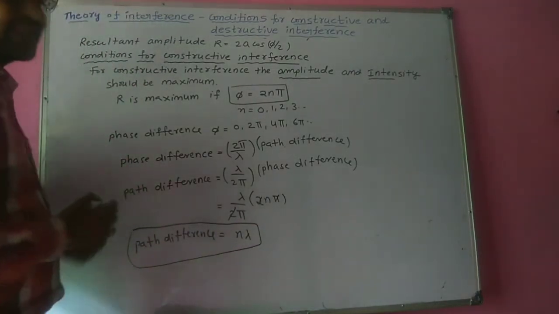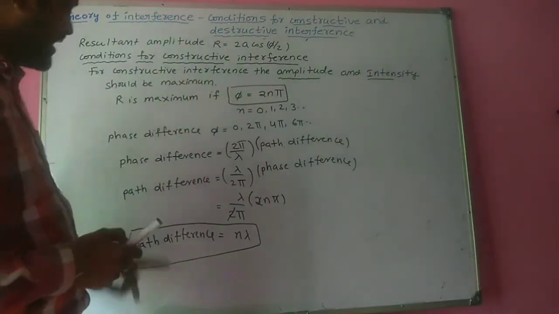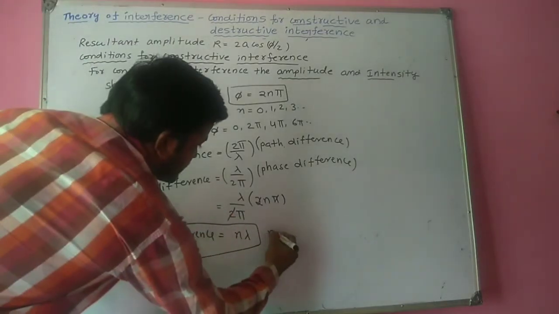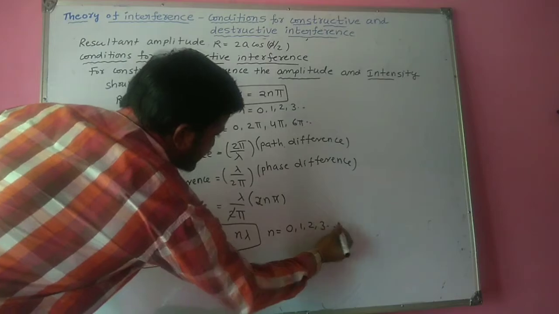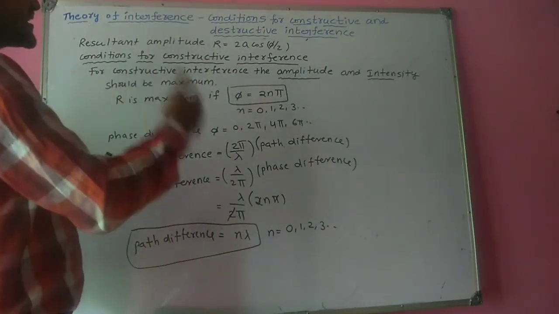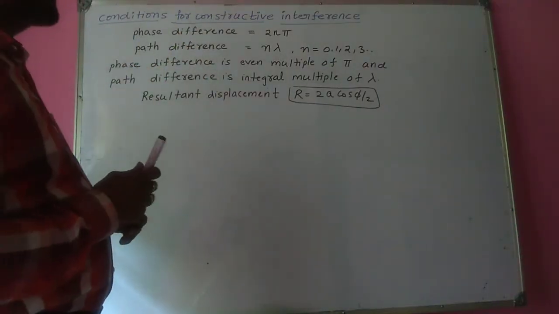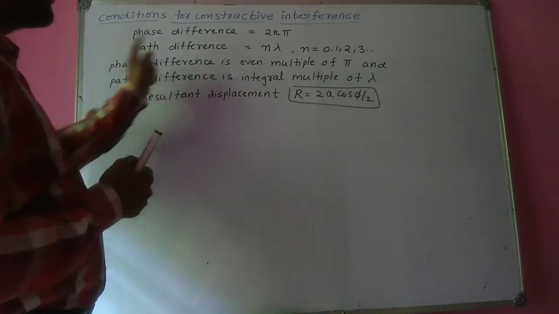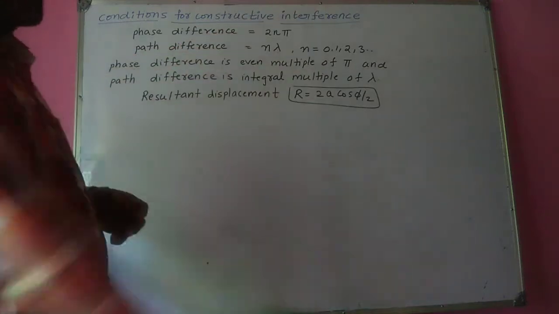That is, for constructive interference, the phase difference should be 2n pi and the path difference should be n lambda, where n is equal to 0, 1, 2, 3 and so on. Now these are the conditions for constructive interference: phase difference is equal to 2n pi, path difference is equal to n lambda, where n is equal to 0, 1, 2, 3 and so on.